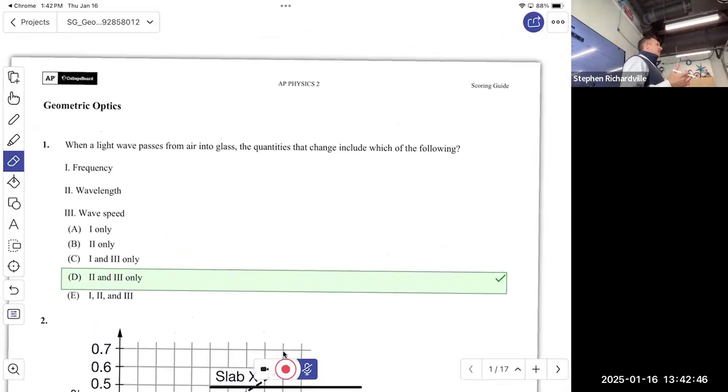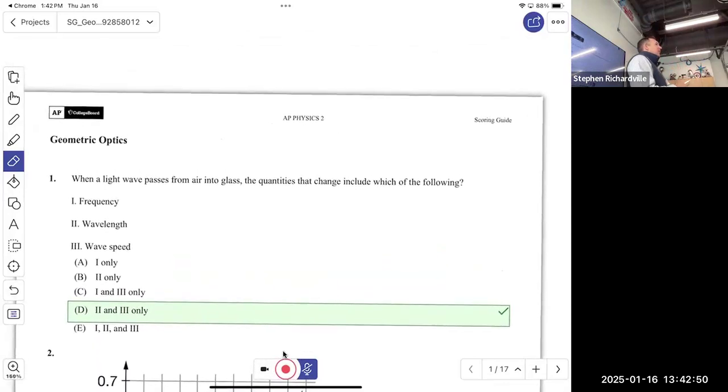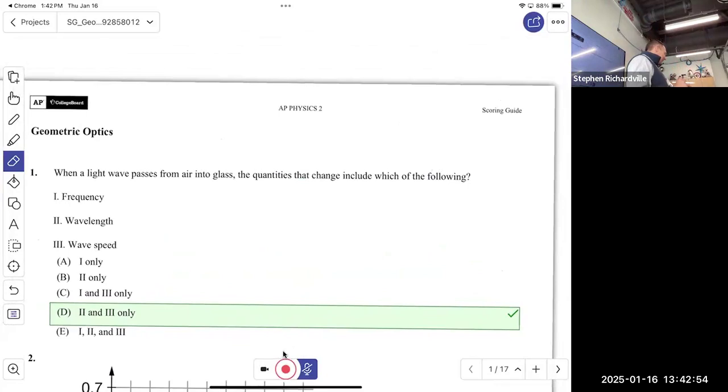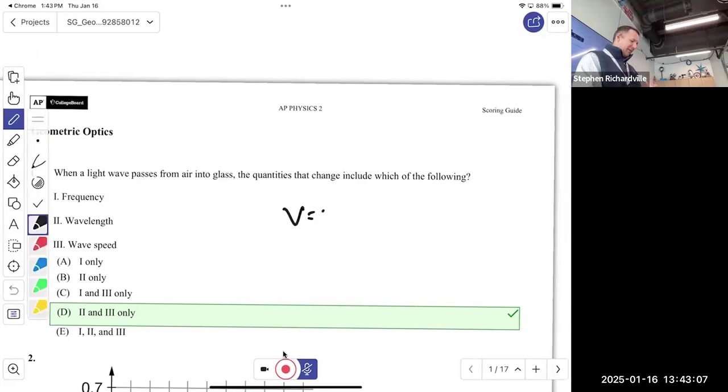My only lesson today is to go over these 20. If you have questions, please let me know. When a ray of light passes from air to glass, we should know that what is constant? From air to glass, what's constant? Frequency. So V equals lambda F.